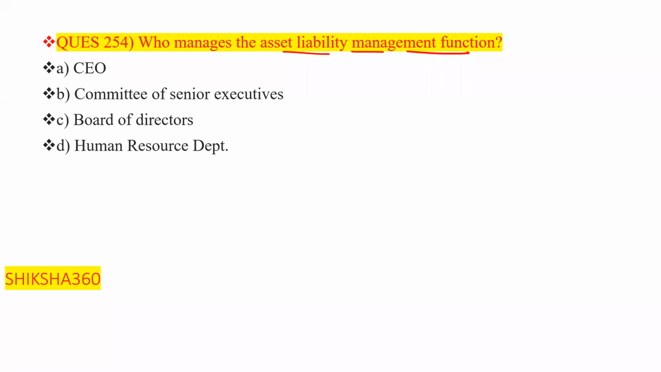So what is the correct answer? Who manages the asset liability management function? CEO, Committee of Senior Executives, Board of Directors, or Human Resource Department. So the correct answer of question number 254 is option number C, that is Board of Directors.